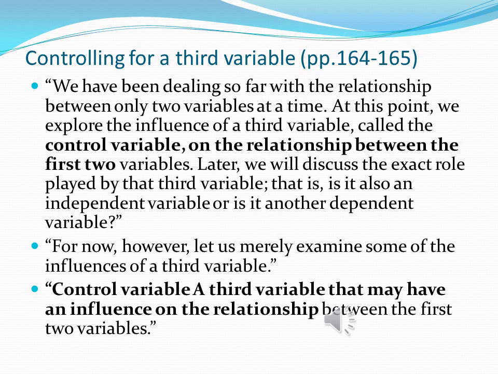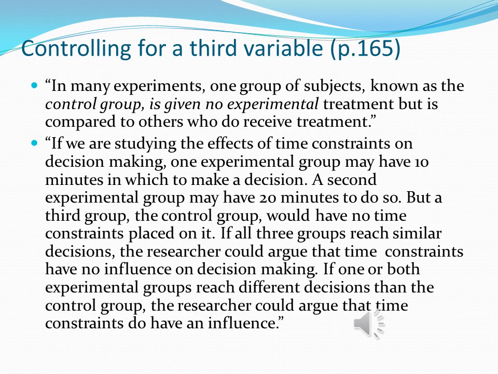The next bullet point: for now, however, let us merely explain some of the influences of a third variable. Third bullet point, control variable, a third variable that may have an influence on the relationship between the first two variables. We're laying the groundwork in your brain right now to build on for later as far as the control variable. Controlling for a third variable, page 165.